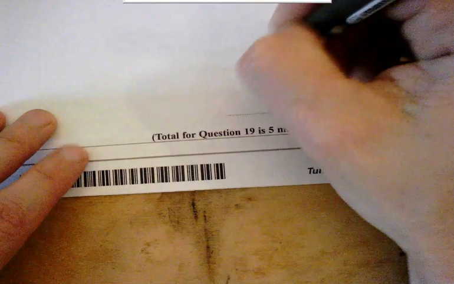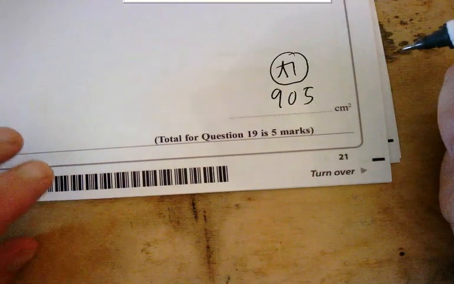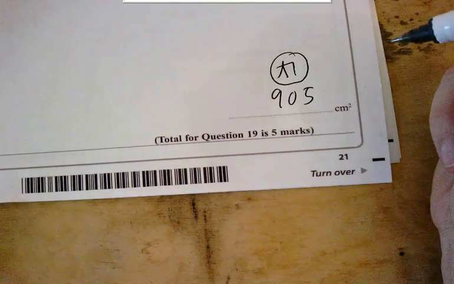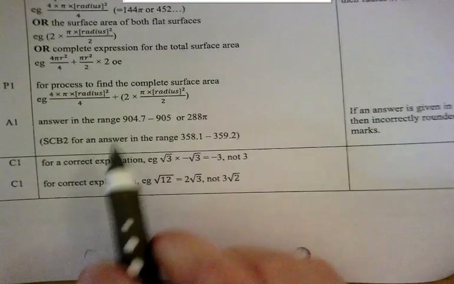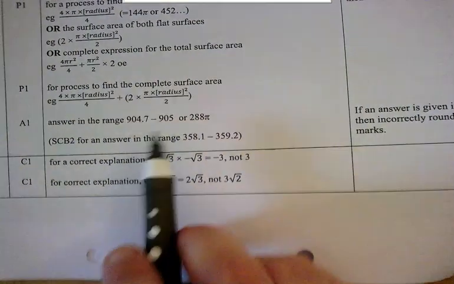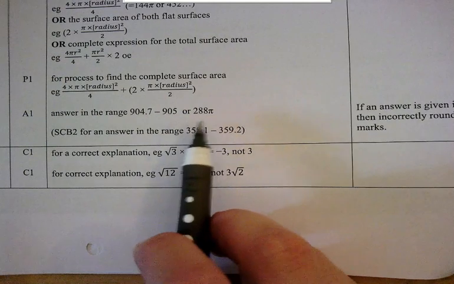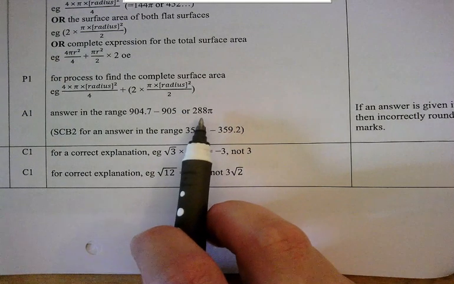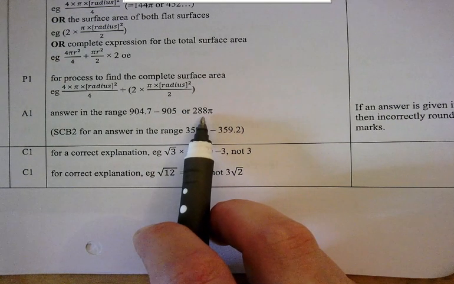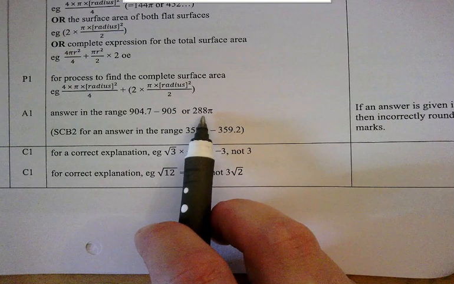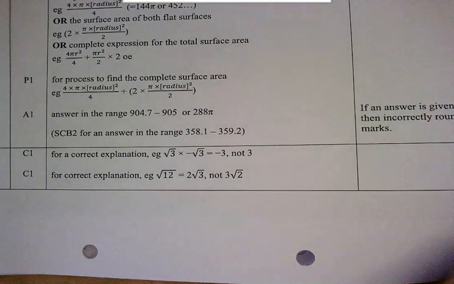905. There is a small range, so 904.7 to 905, and actually, strangely, if you had written it as 288 pi, you'd actually get full marks, even though you haven't written it to 3SF, you'd still get full marks.